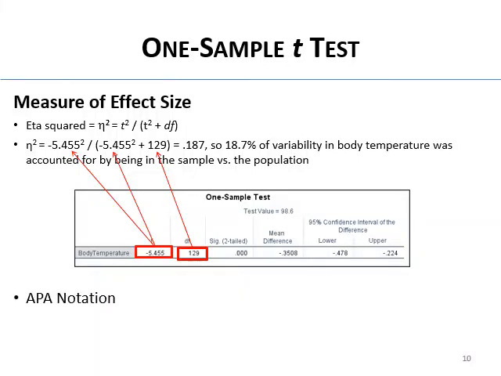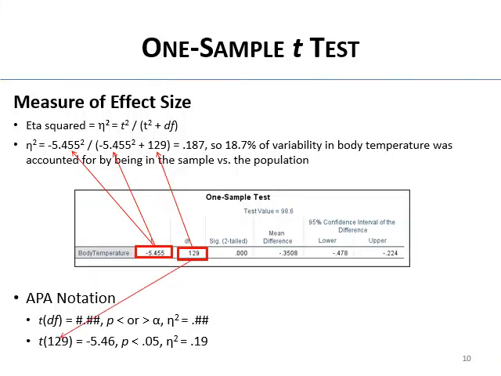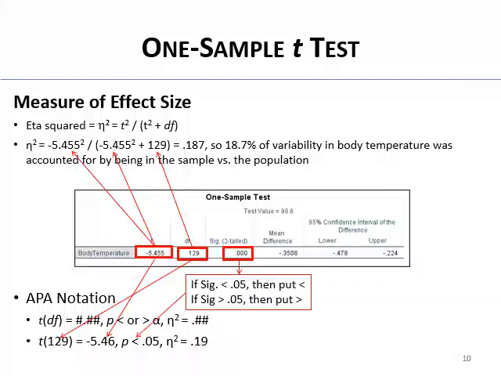And our APA notation, finally, remember the way you write it up in APA. You got to fill this thing in with the stuff from the table. Boom, there it is. Where does it come from? There's our degrees of freedom. There's our T value. We put p less than 0.05 because sig was less than 0.05. And our eta squared came from up above, 0.19 rounded to 2 decimals. And that's kind of it. That is one sample T. Good luck.